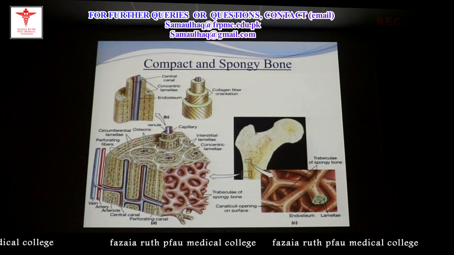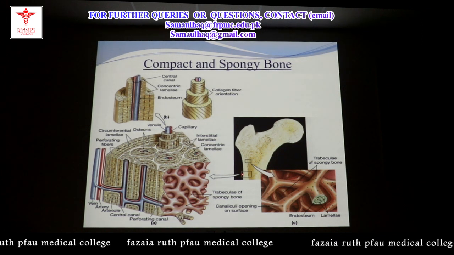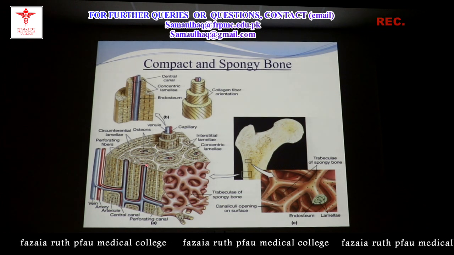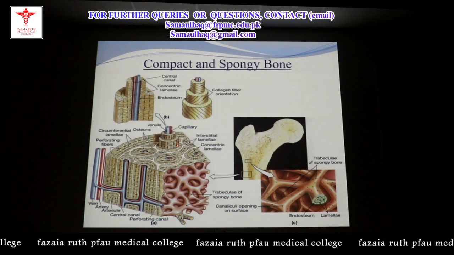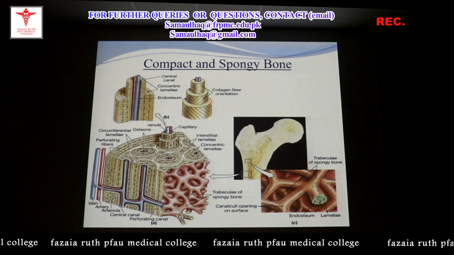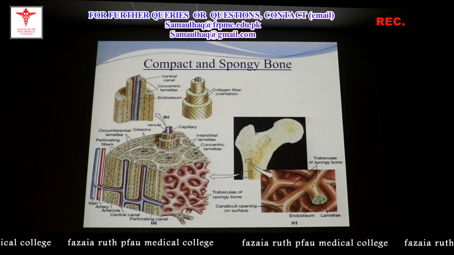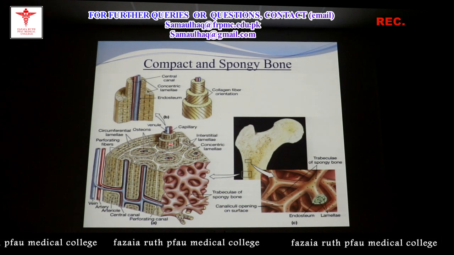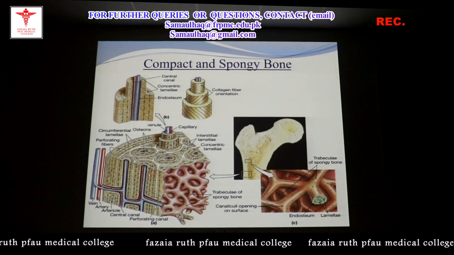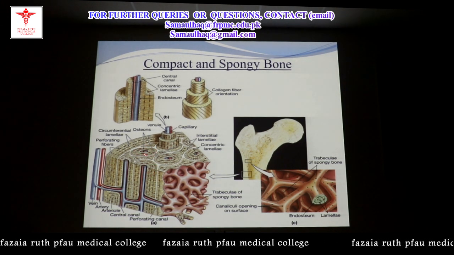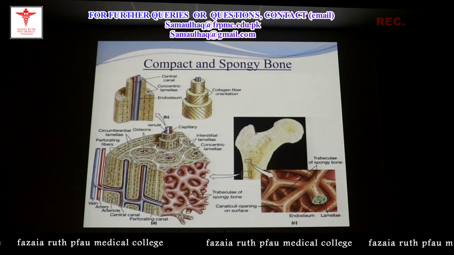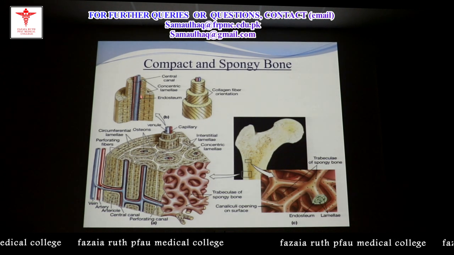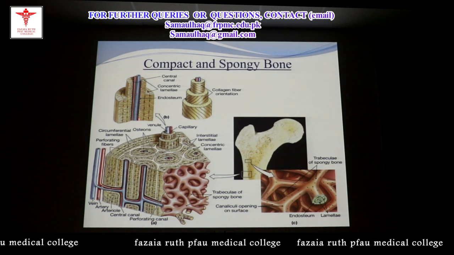We go further inside from the circumferential lamellae, or layers of collagen fibers, and we see rod-like structures. Each rod-like structure is named an osteon. Here we can see this is an osteon, this is another osteon, this is another osteon. So we can appreciate 4 osteons over here and over here also. In each osteon, in the center there is a space which is known as the central canal.